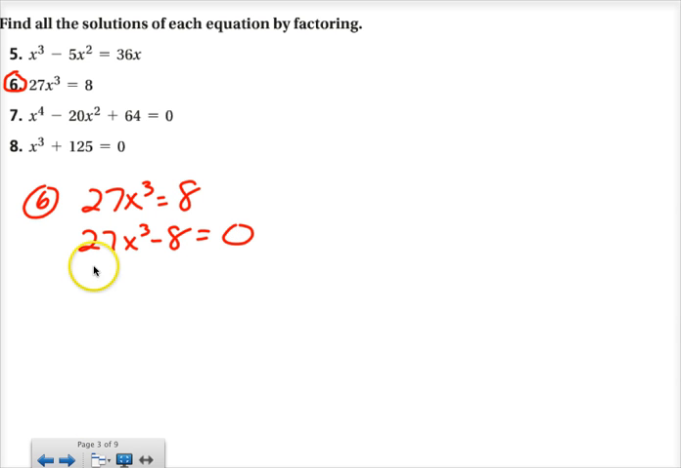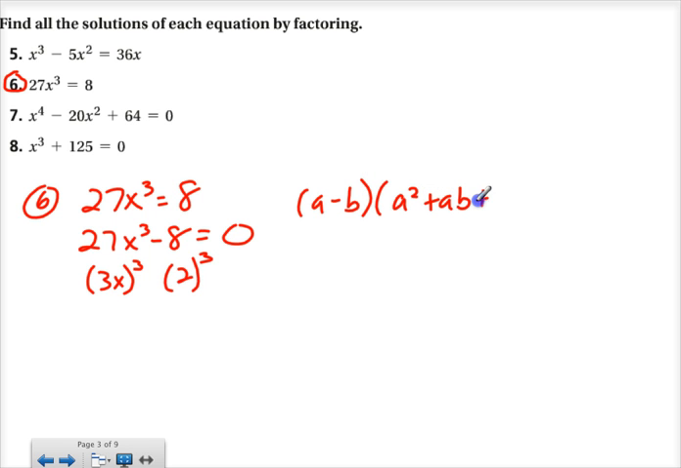There isn't one, but you realize this is perfect cubes that we're looking at here, and this is the difference of two cubes. So that formula has that subtraction prominent in the first set of parentheses, and all addition throughout the rest. Our a value is 3x, and our b is 2.